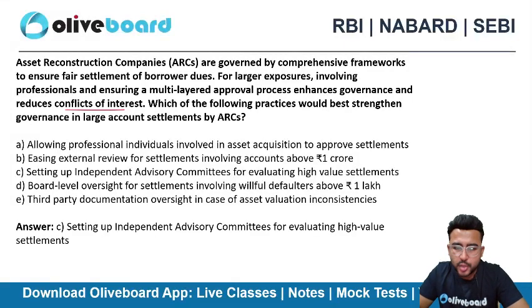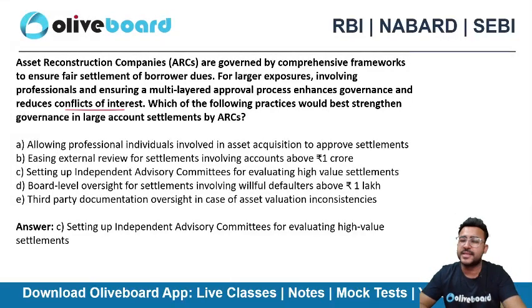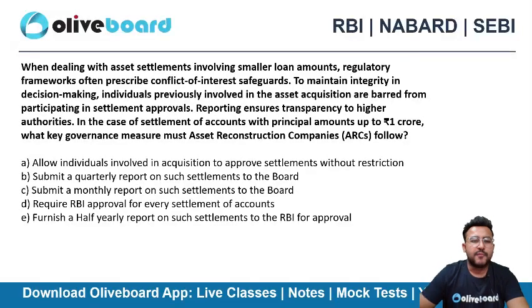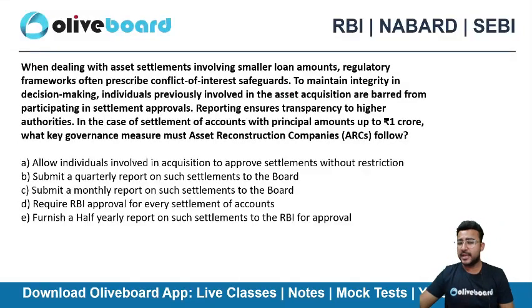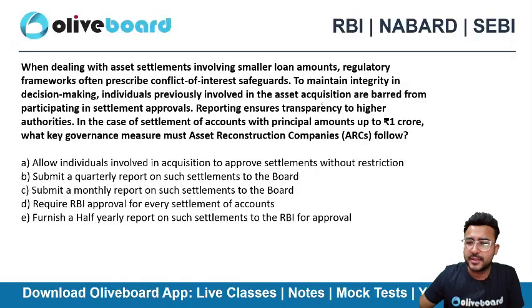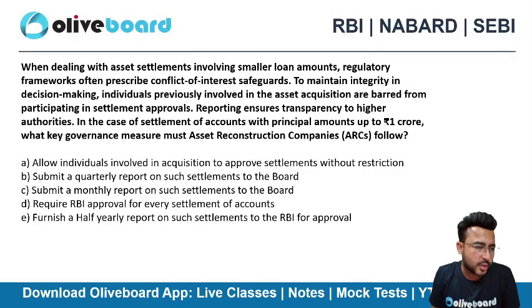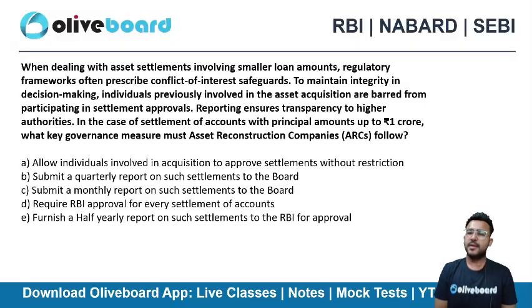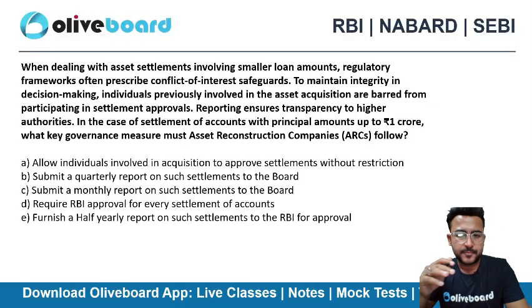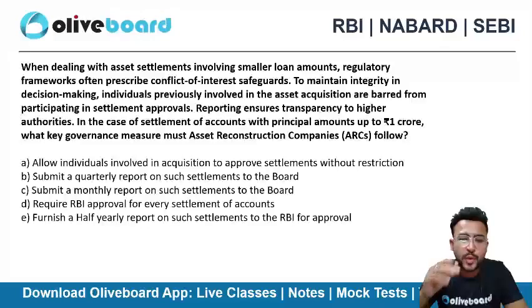The correct answer here is option C, setting up an independent advisory committee for evaluating the high value settlements. When dealing with asset settlements involving smaller loan amounts, regulatory frameworks often prescribe conflict of interest safeguards. To maintain integrity in the decision making, individuals previously involved in the asset acquisition are barred from participating in the settlement approval. Reporting ensures transparency to higher authorities in the case of settlement of accounts with principal amount up to 1 crore. Not more than 1 crore, we are talking about up to 1 crore.